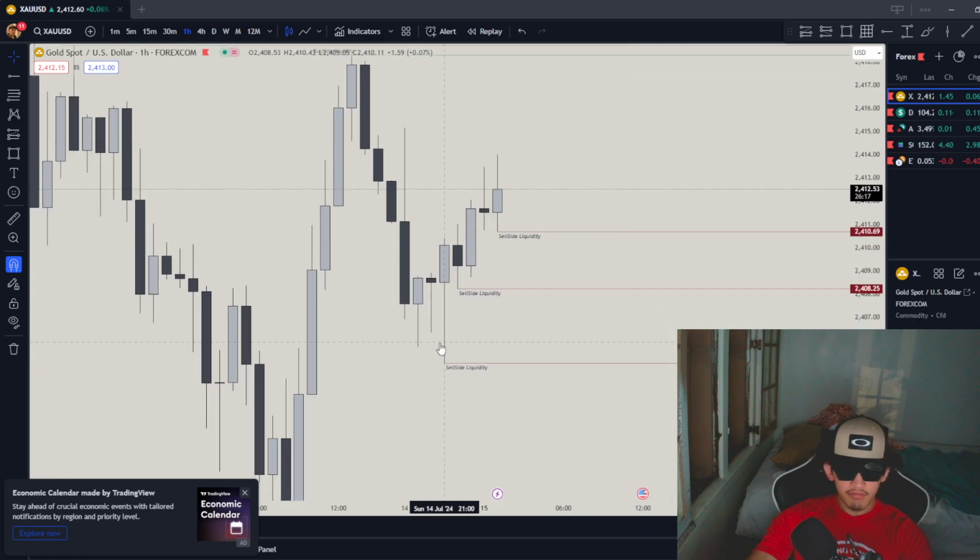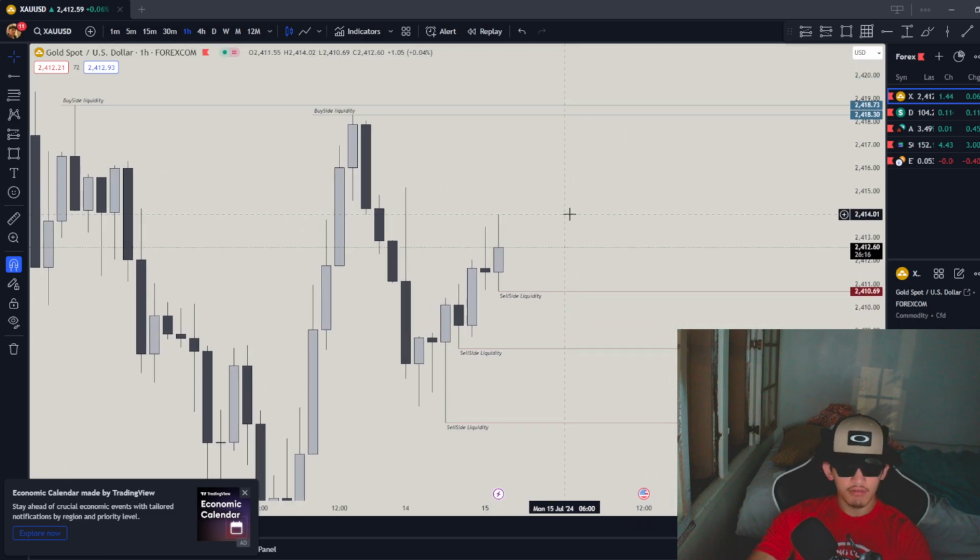Other than that, the hourly time frame drawn liquidity is bullish, and the 4-hour time frame is bullish. The 4-hour time frame drawn liquidity is bullish. That's an A plus setup for me already.